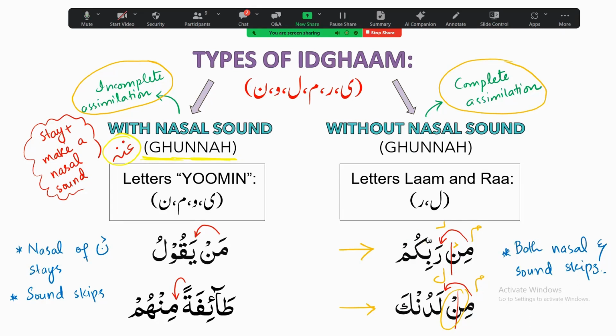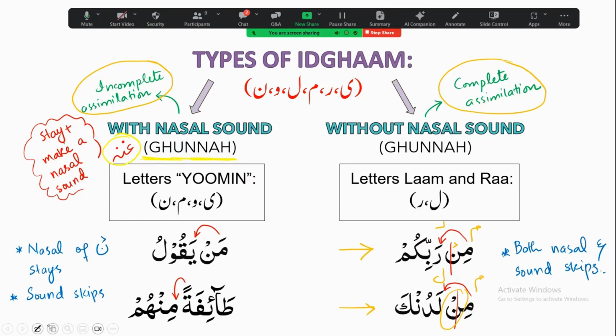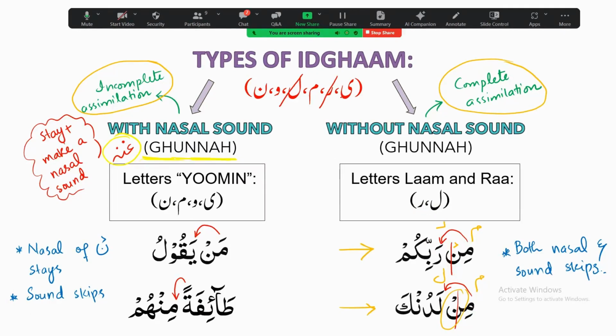The second, okay, I just forgot to mention that this first type is related to the two letters lam and ra here. They make a complete assimilation. So let's mark these off from here. This lam and ra were related to the first rule. Remaining, we have four letters from these six letters, which are ya, meem, waw, noon.